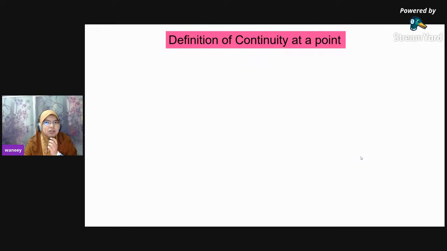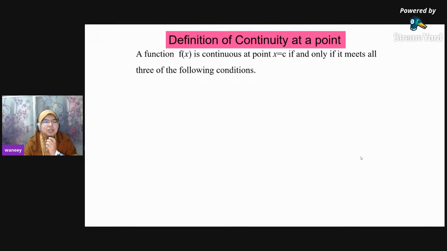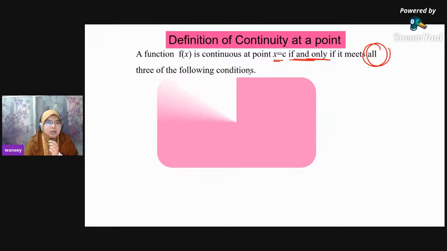Okay, so definition of continuity at a point. A function f(x) is continuous at a point x equal to c if and only if it meets all three of the following conditions. All of them. You must satisfy all of them before we can say that it is continuous. Okay, so what are the conditions?